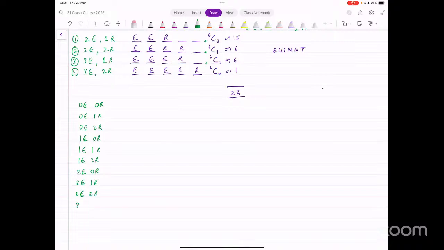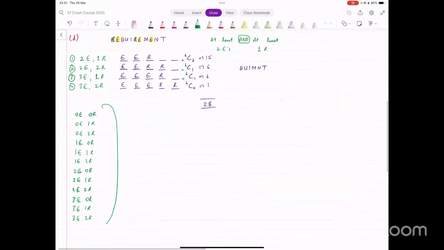And then with 3 E's, you can have 0R. With 3 E's, you can have 1R. With 3 E's, you can have 2R. So you would have to consider all of these possibilities and then add them up together. There's no way to do it directly. You will have to make cases, right? But in this case, since we had conditions given, that only leaves us with these 4 cases.